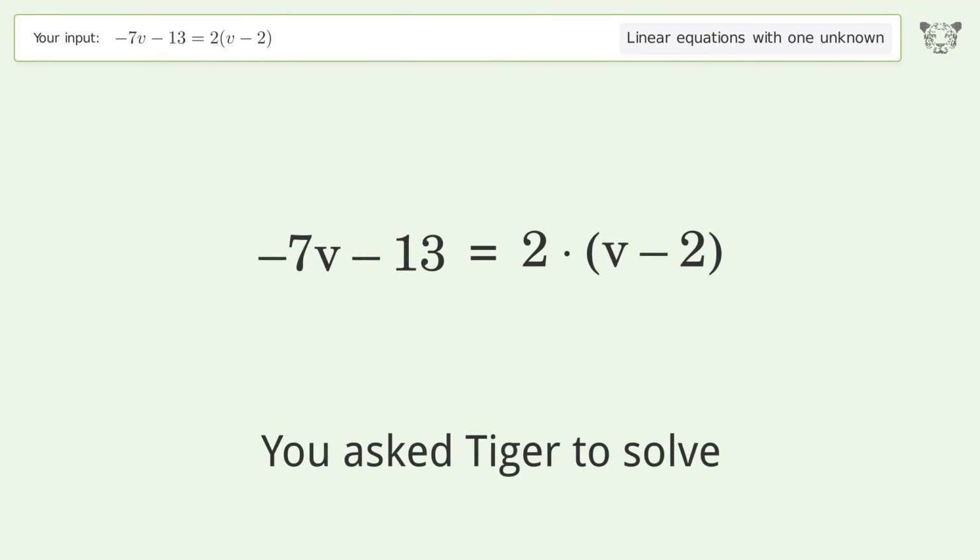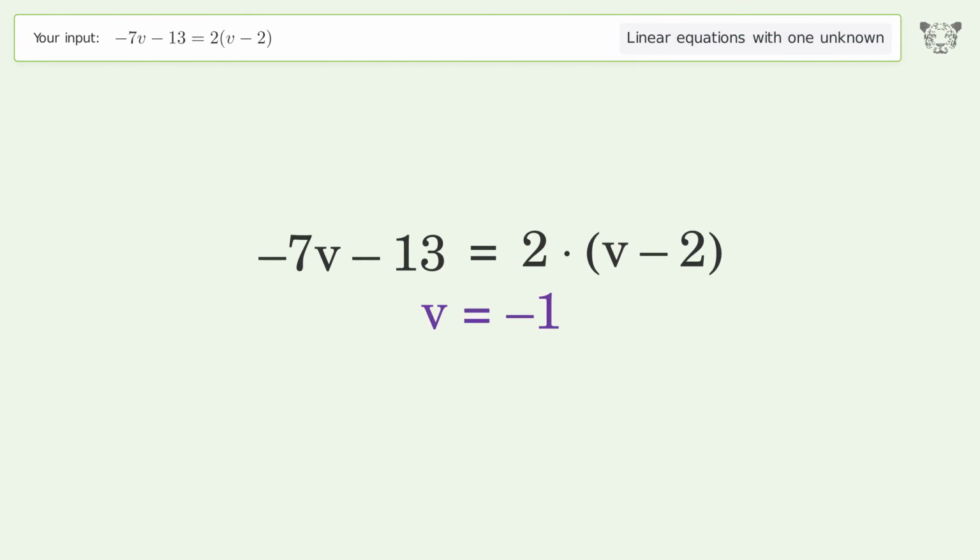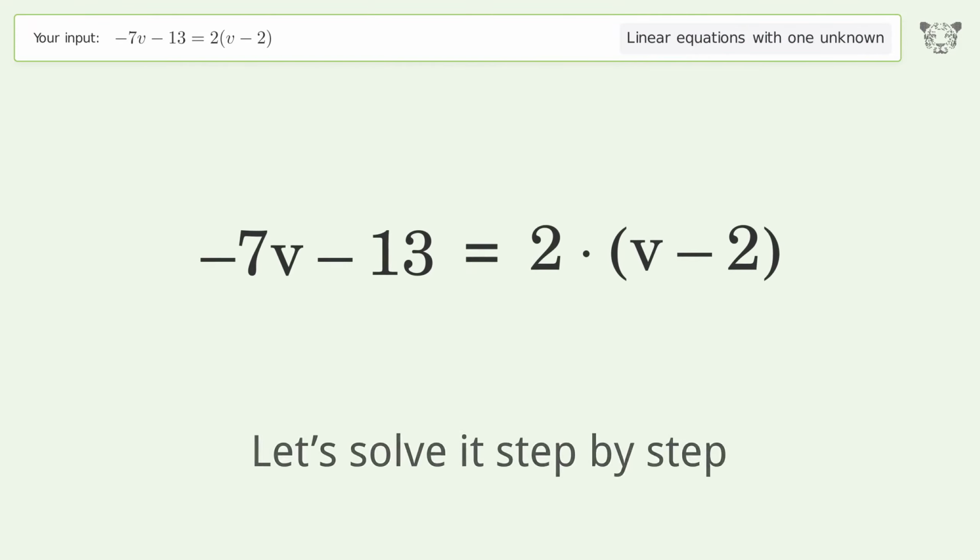You ask Tiger to solve this. This deals with linear equations with one unknown. The final result is v equals -1. Let's solve it step by step.